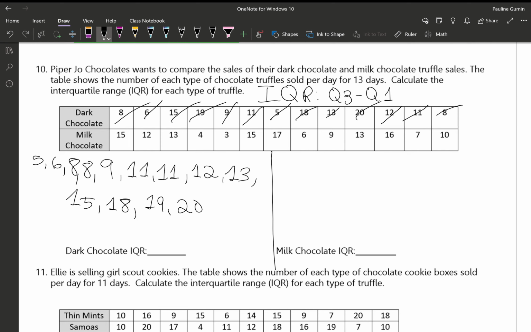Now the first thing that I'm going to do is find just the plain old median because that will help me immensely. Okay, so I'm going to do that by crossing one off on each side. Boom, boom, boom, boom.